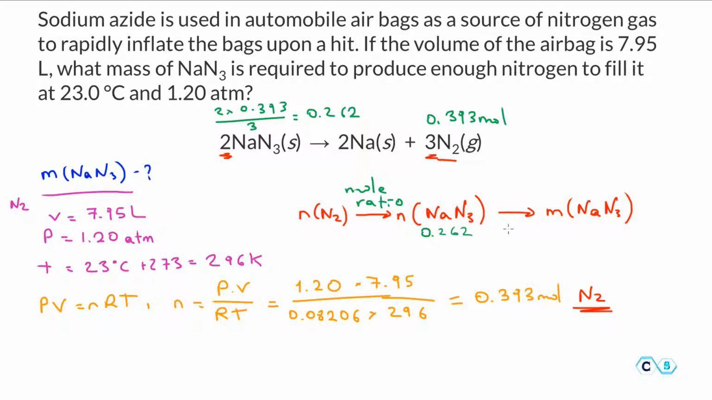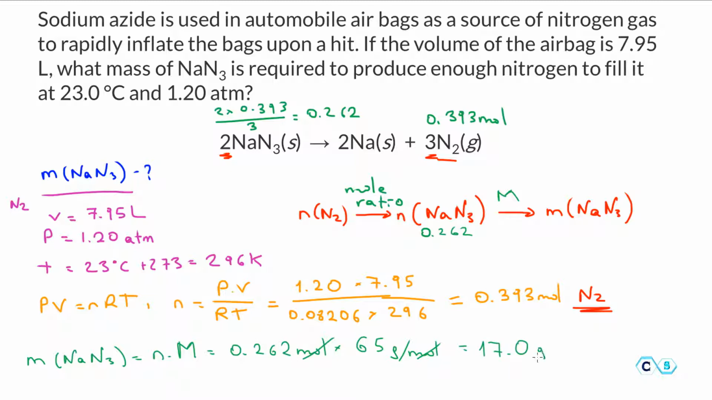Here we're going to use the molar mass, M, to find the mass of the sodium azide. The mass of sodium azide is equal to the moles times the molar mass: 0.262 multiplied by the molar mass, which is 65 grams per mole. The moles cancel, and this gives us 17.0 grams. That's how much sodium azide will be required to produce 7.95 liters of nitrogen under these conditions.